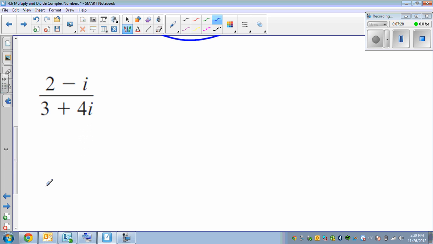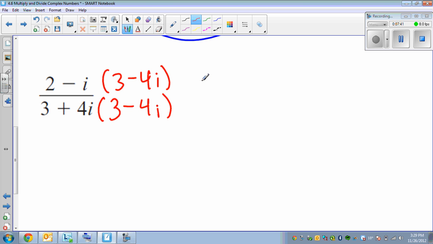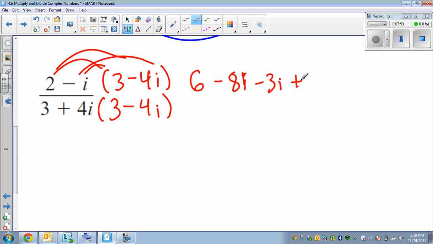So again, we want to think about the conjugate here. The conjugate of the bottom is 3 minus 4i, because it was a plus, so we put a minus, otherwise it's the same thing. Whatever we do to the bottom, we got to do to the top. So we can FOIL out the top. 6 minus 8i, negative 3i, plus 4i squared. I can FOIL out the bottom.